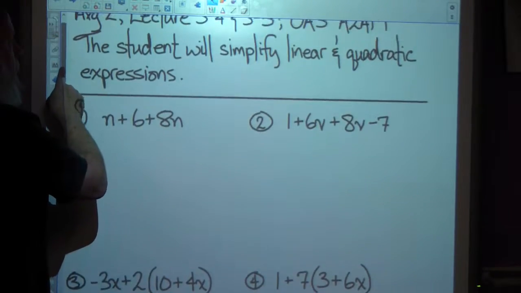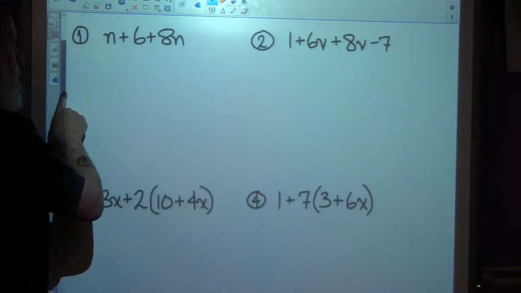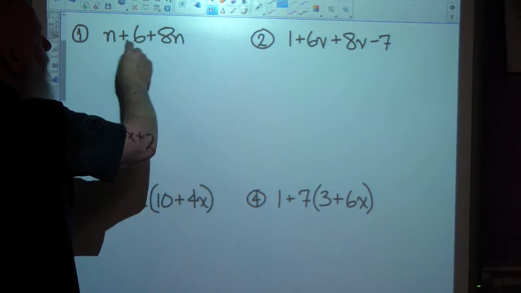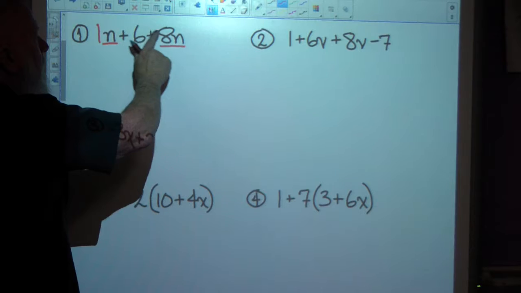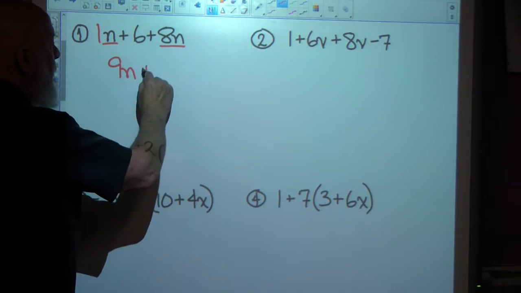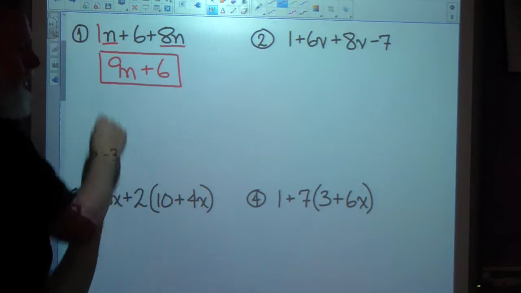So here we go. We're going to simplify these expressions. That's what our instructions are. So I look at this, I'm going to combine like terms. The only terms I can combine, the only like terms, are 1n and positive 8n. So I'm going to add those together, 9n plus 6. And I'm done. That's like from pre-algebra days.